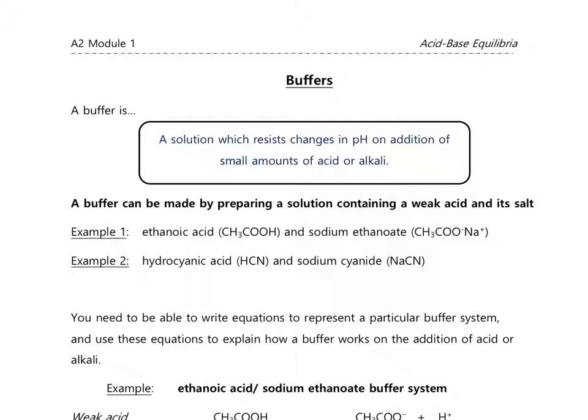Okay. So let's have a look first of all at the theory of buffers and how they work. So buffer by definition, I think this is your definition: it's a solution which resists changes in pH on addition of small amounts of acid or alkali. So if you have a solution and you add a bit of acid or alkali, the buffer works to try and maintain the pH.